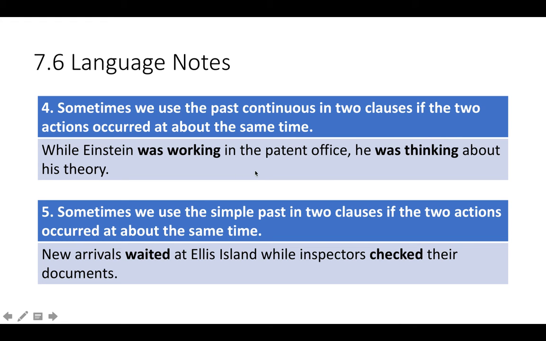Okay, sometimes we use the past continuous in 2 clauses if the 2 actions occurred at about the same time. So while Einstein was working in the patent office, he was thinking about his theory. Okay. Sometimes we use the simple past in 2 clauses if the 2 actions occurred at about the same time. New arrivals waited at Ellis Island while inspectors checked their documents. Okay.